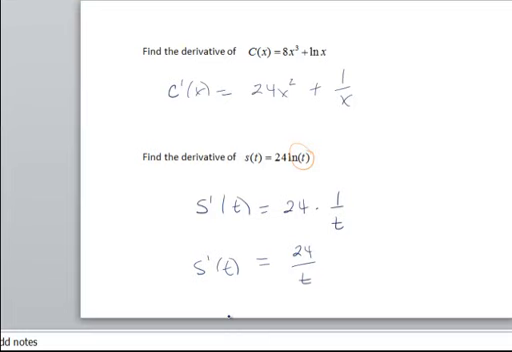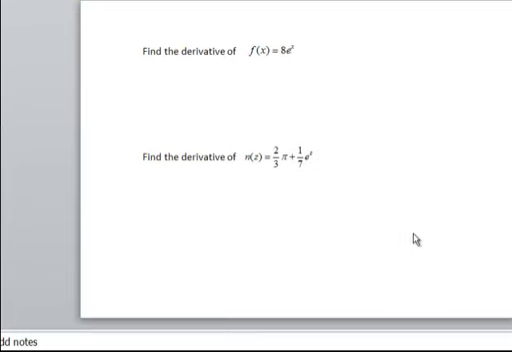Okay, now you need to practice some. I'm going to work out each one of these, but I would strongly recommend that you hit the pause button right now and try these on your own before watching the solution. Okay, here we go. Hit that pause button.